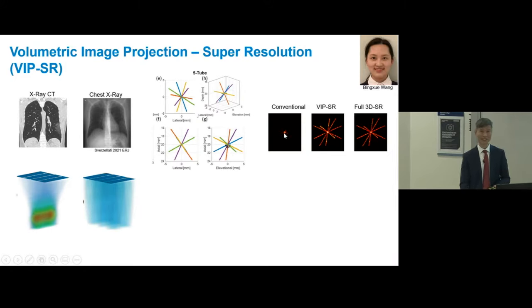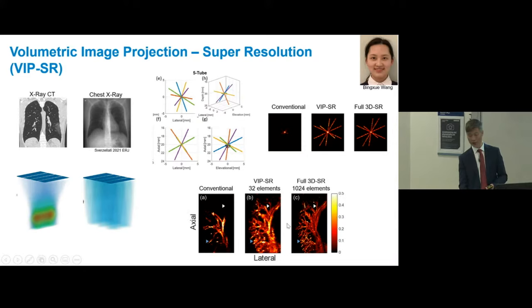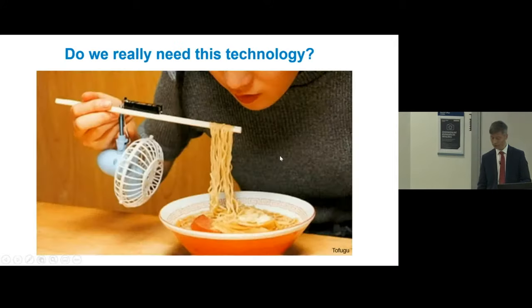So Bingxue has done some simulation, and he clearly showed the conventional 2D imaging only shows a little bit. Am I running out of time? Okay, I'll be really quick. And the VIP SR, this is another name we're quite happy with, volumetric image projection. We can show the full volumetric information compared to the standard 3D. And this is our very initial in vivo data where you can see that we capture the volumetric information, but look at the complexity of the elements. This is 32-fold less complex than in this case, but we still generated volumetric information.